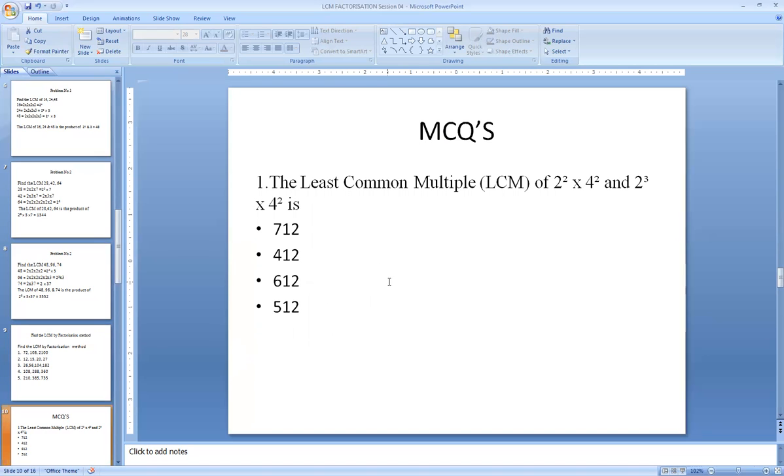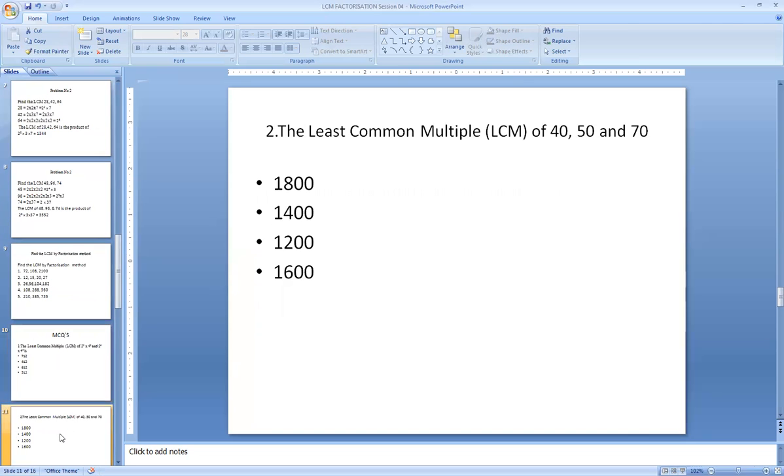Let us see some MCQ questions. Among these, the options will be given and the answer is there in the options. You will have to select one. The least common multiple, the LCM of 2 square into 4 square. So 2 square means 4, 4 square means how much? 16. 16 into 4 is 64, plus 2 cube into 4 square. You multiply these two, then add 2 cube into 4 square. The answer you get will be there in the options. You will have to select that option.